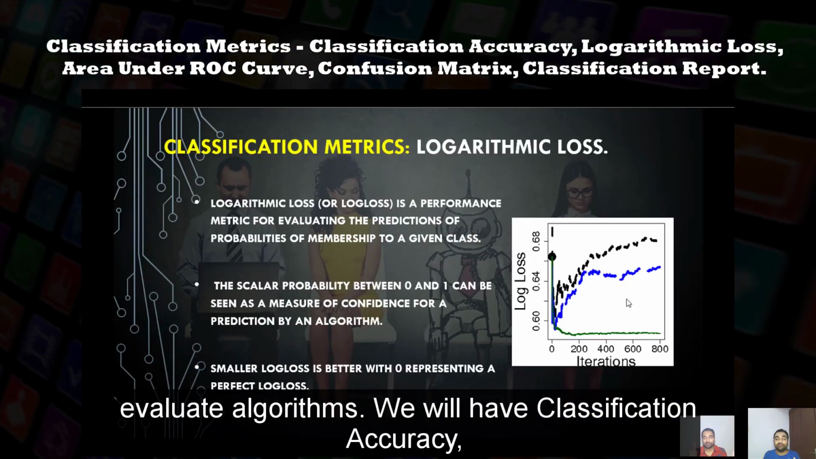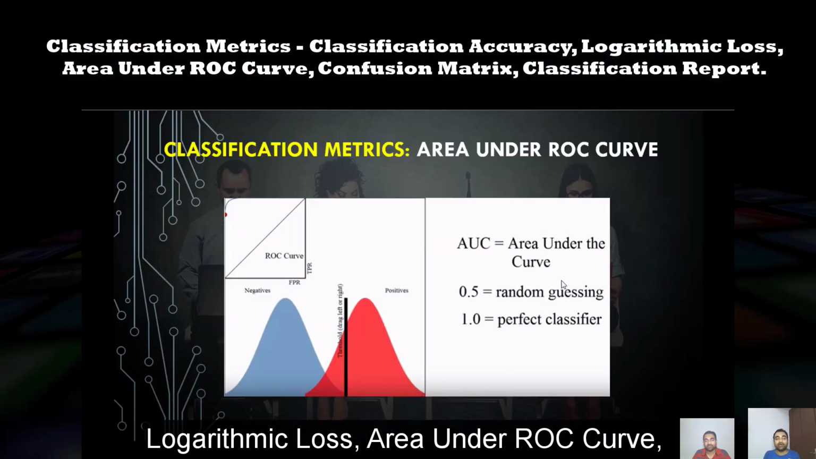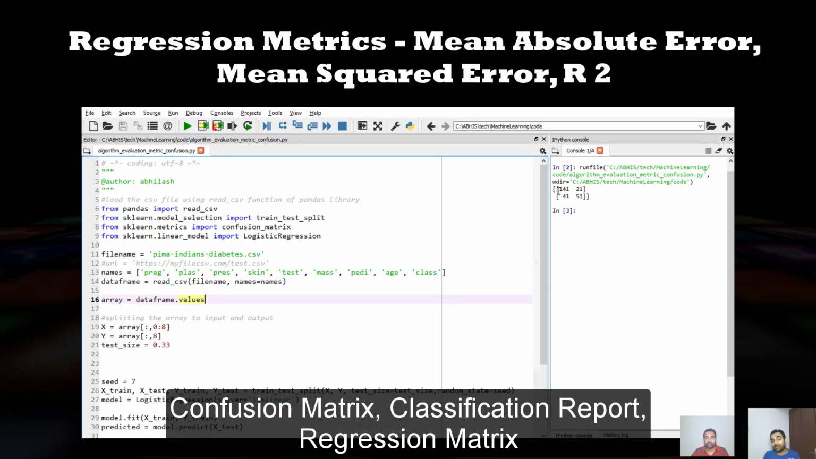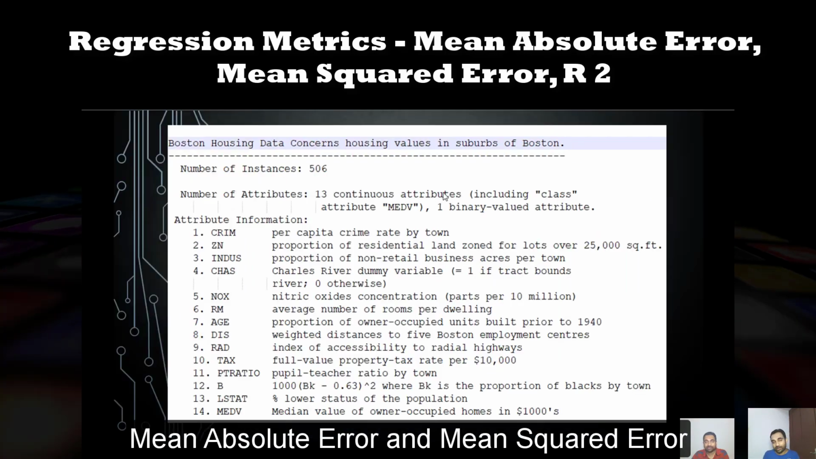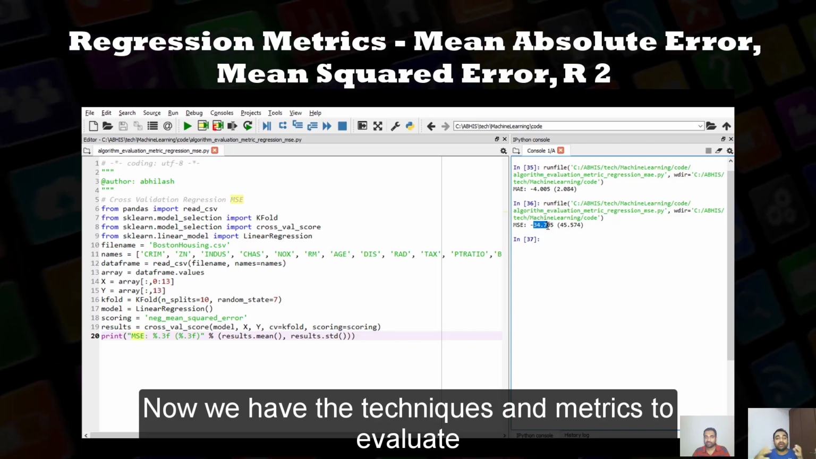And then we will include a few measurements or metrics that we can use to evaluate algorithms. So we will have classification accuracy, then logarithmic loss, area under ROC curve, then confusion matrix, classification report, regression metrics, then mean absolute error and mean squared error. So now we have the techniques and metrics to evaluate the variety of algorithms.